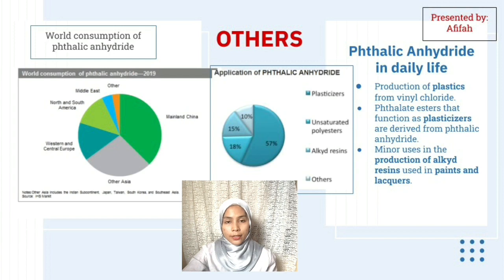Phthalic anhydride is also used in our daily life. For example, in the production of plastic from vinyl chloride. Other than that, phthalic ester, which is derived from phthalic anhydride, is also used as a plasticizer. Lastly, phthalic anhydride is used to produce alkyd resin in the production of paints and lacquer.